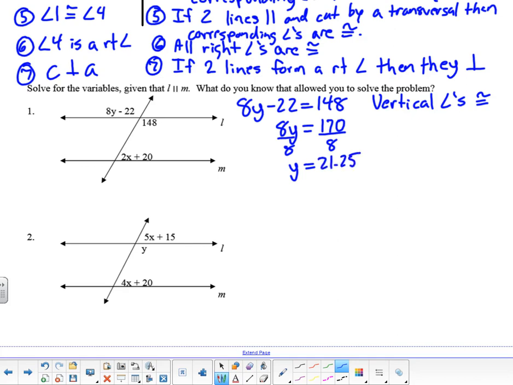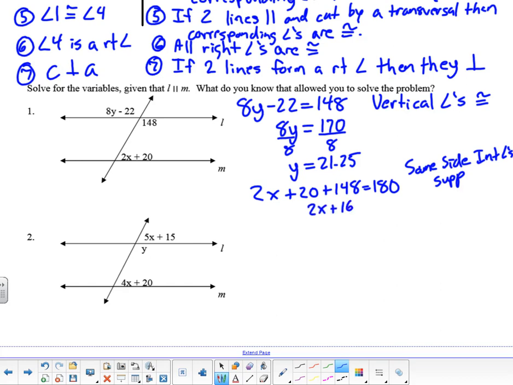Okay, now from here we can go 2x plus 20 plus 148 equals 180. How can we set that up? Well, those are same side interior angles, which are supplementary. Okay, so those two have to add up to 180 degrees. So we've got 2x plus 168 equals 180.